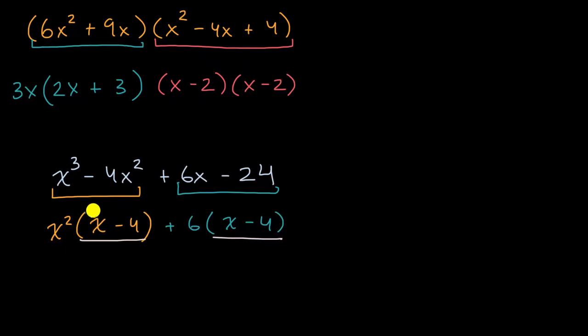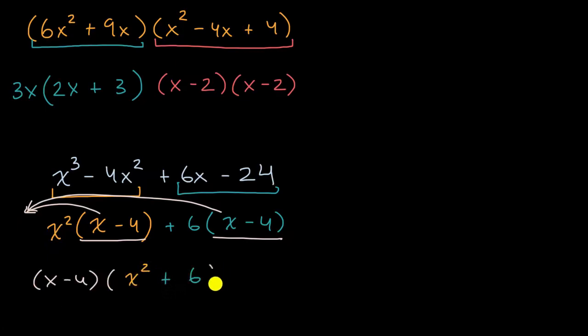And so you can, sometimes I like to say, undistribute the x minus 4 or factor out the x minus 4. And so this is going to be x minus 4 times x squared plus 6. And we are done.